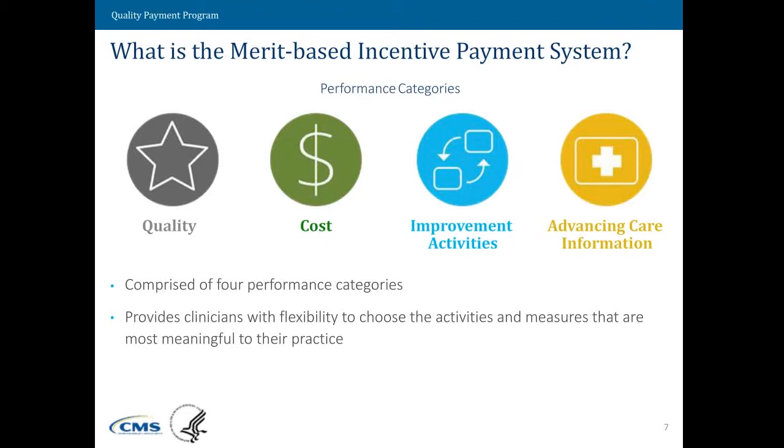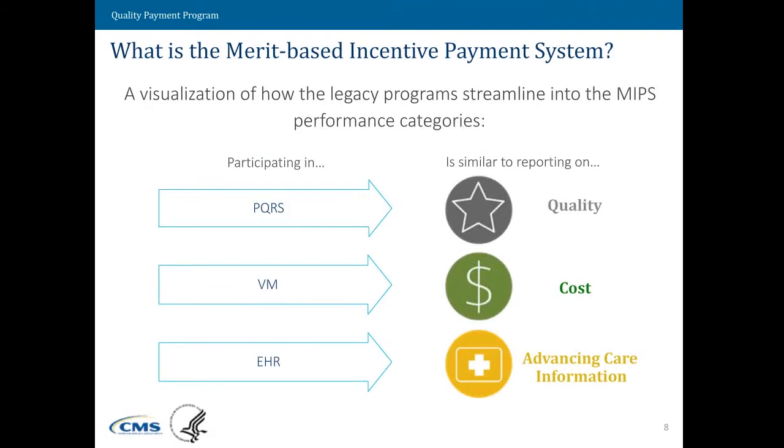So what comprises the MIPS? There are four performance categories, which include quality, cost, improvement activities, and advancing care information. And then if we go ahead and jump to slide 8, you can see how, if you have participated in any of these programs in the past, they can relate to these performance categories. So when we talk about quality under MIPS, in a lot of ways it's very similar to the program that is ending, the PQRS program. When we talk about cost, it's very similar to the resource use or cost measurement side of the value modifier program. And when we talk about the advancing care information performance category, that really deals with the usage of electronic health records, so similar to the meaningful use program.